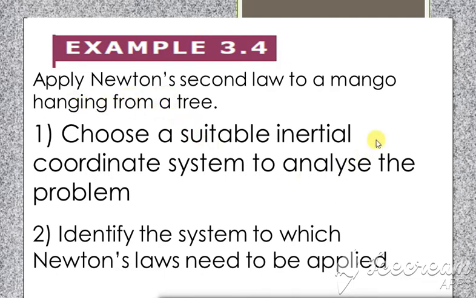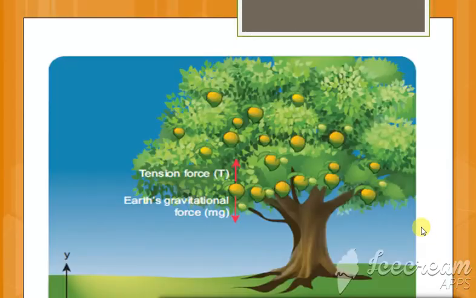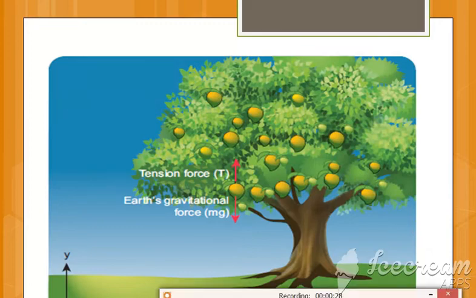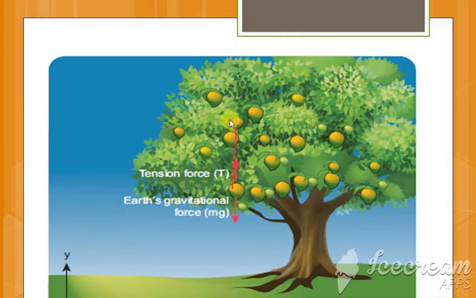So we are going to see what forces are acting on that mango. Choose a coordinate system, then apply Newton's law and verify. For this, first consider this diagram. Here this is the mango, and it experiences two forces, an upward force and a downward force, is it not?